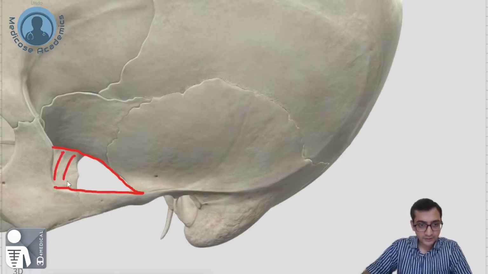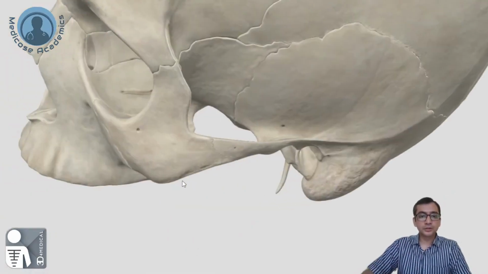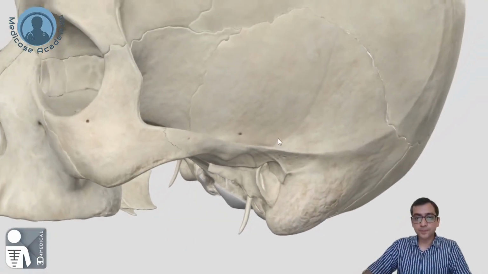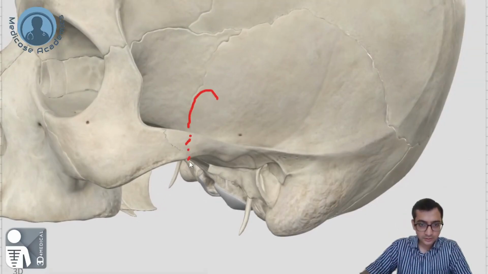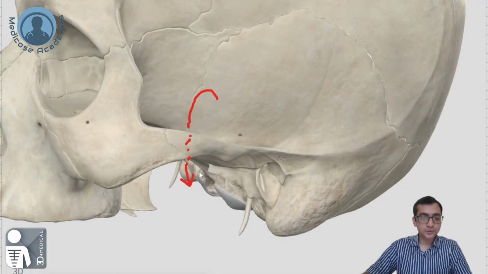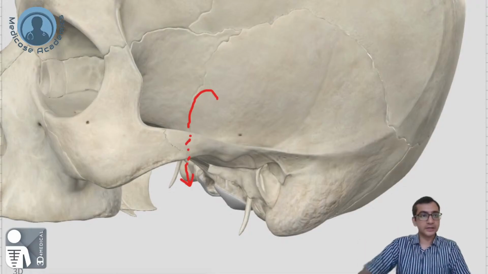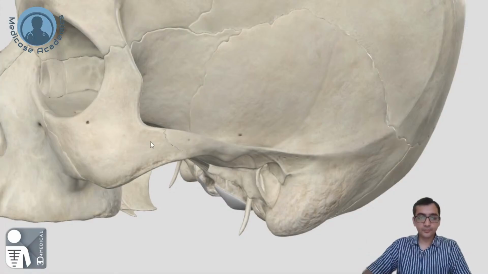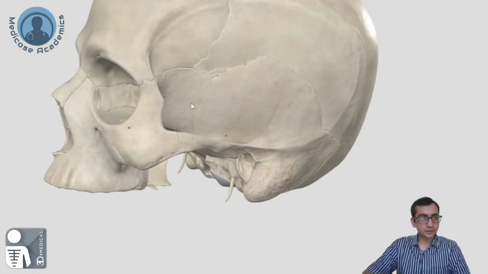So we are left with this communication. This is the communication through which the temporal fossa communicates with the infratemporal fossa. This is the opening between the zygomatic arch and the bone behind it, which we will discuss again. So this is about the lateral surface.